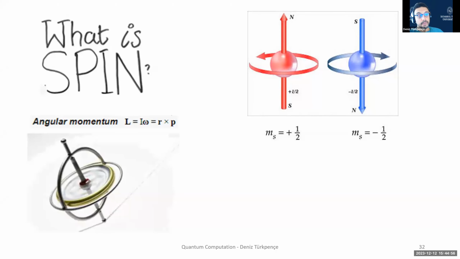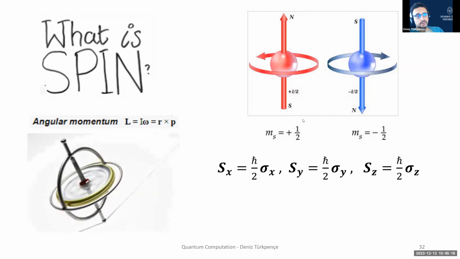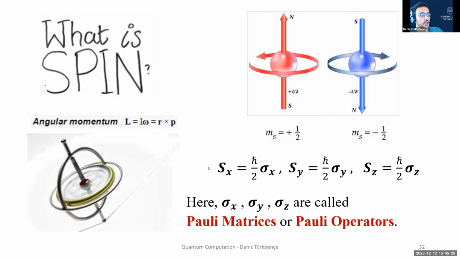So, electrons are half-integer spin particles. But here, we can represent them by simple matrices. Spin matrices are represented by SX, SY, and SZ spin operators. Here, the matrices that are of our importance are called sigma X, sigma Y, and sigma Z, which are called the Pauli operators or Pauli matrices.